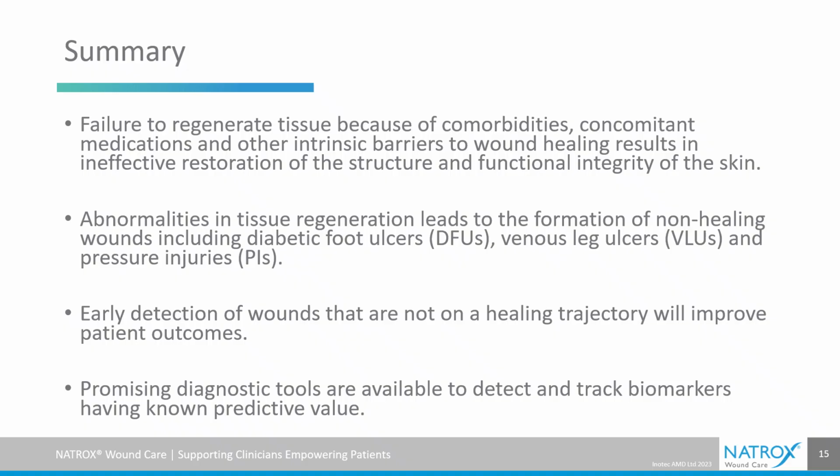So in summary, failure to regenerate tissue because of comorbidities, concomitant medications, and other intrinsic barriers to wound healing results in ineffective restoration of structure and function of the skin. Abnormalities in skin regeneration lead to the formation of non-healing wounds, including diabetic foot ulcers, venous leg ulcers, and pressure injuries. Early detection of wounds that are not on a healing trajectory will help to improve wound healing outcomes. Promising diagnostic tools are available to detect and track biomarkers, and these have known predictive value, and we'll discuss those in an upcoming module.